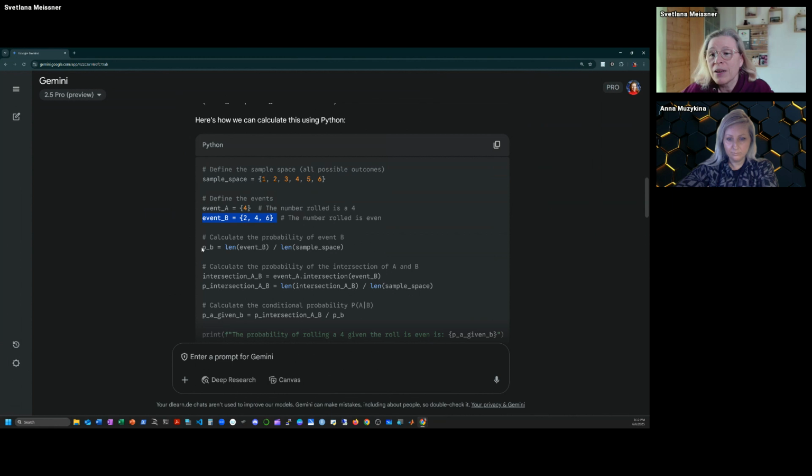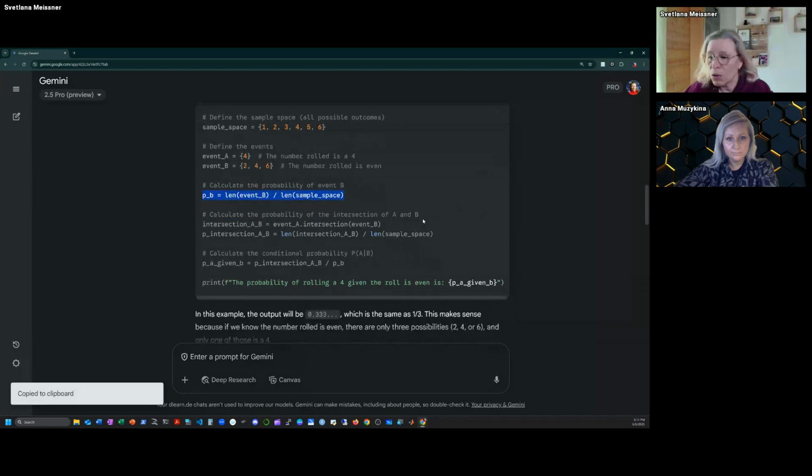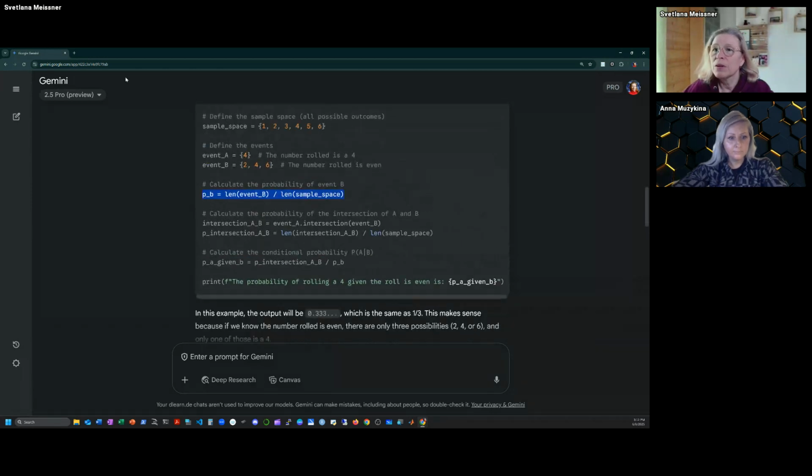And then we are calculating the probability of this event B over this sample space. And after this calculation, using this equation, we can print this. So we can again copy the code and go to Colab.